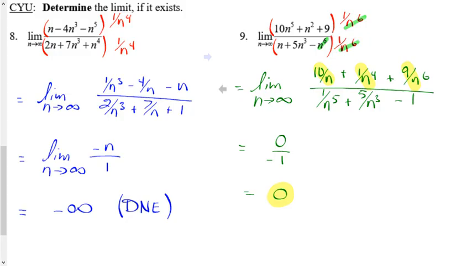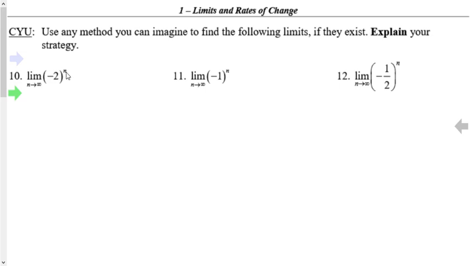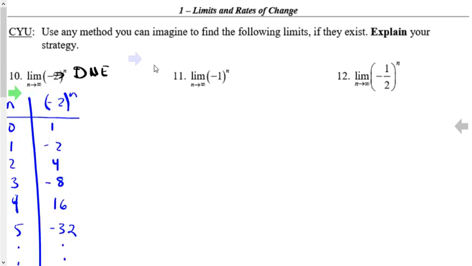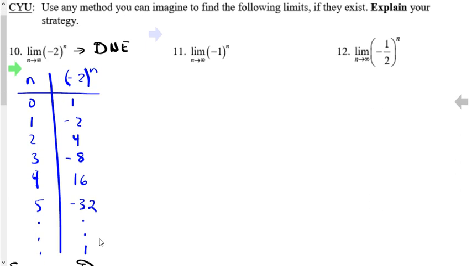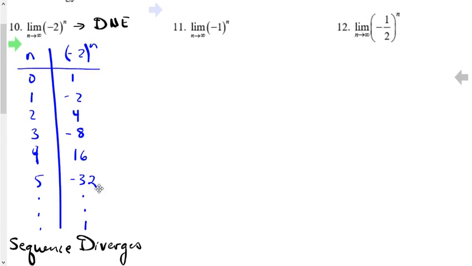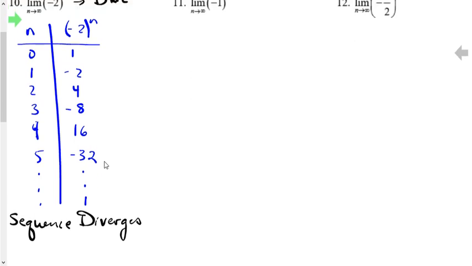I don't know what you did for number 10, but I built myself a table. And I said, as my n value gets bigger, what's happening to this negative 2 to the n? Well, the size of my numbers gets bigger, but it bounces between positive and negative, so we get a sequence that's diverging. So it's not converging to a value, and so we'd say that this limit doesn't exist, which is what I have up here in black.